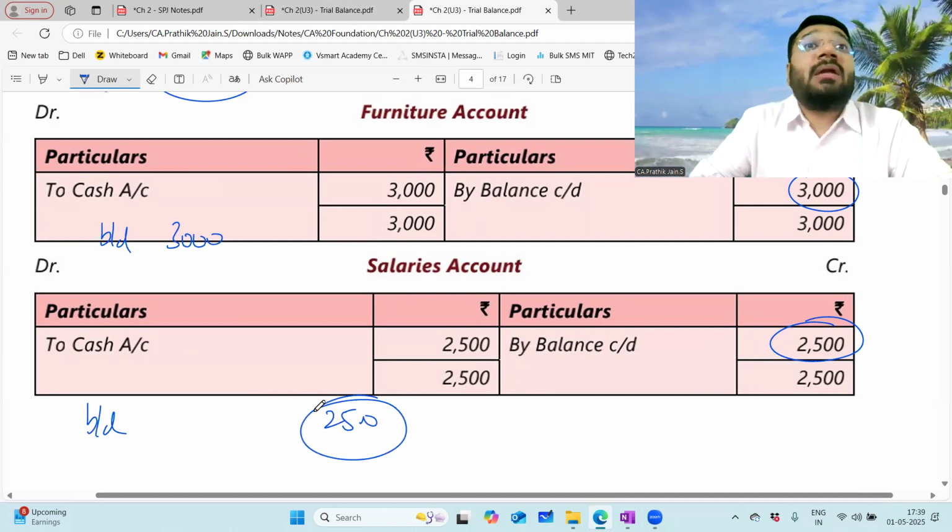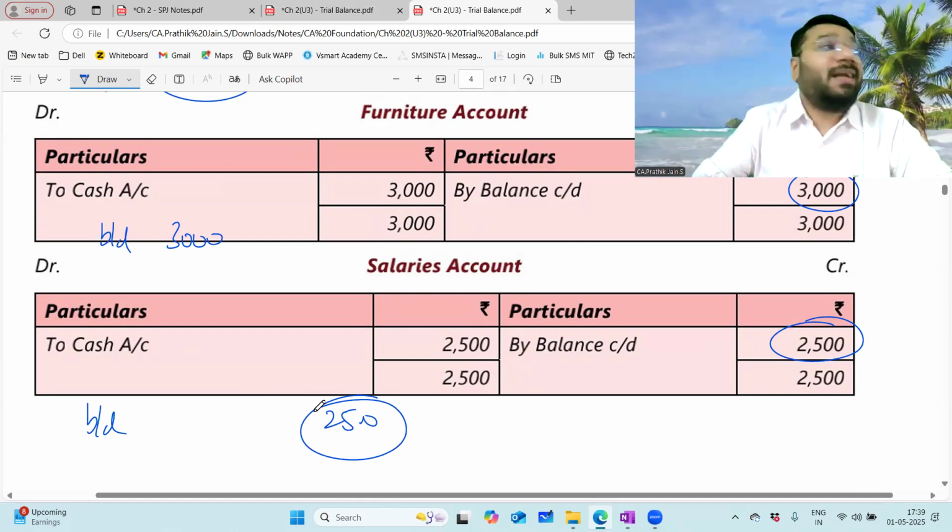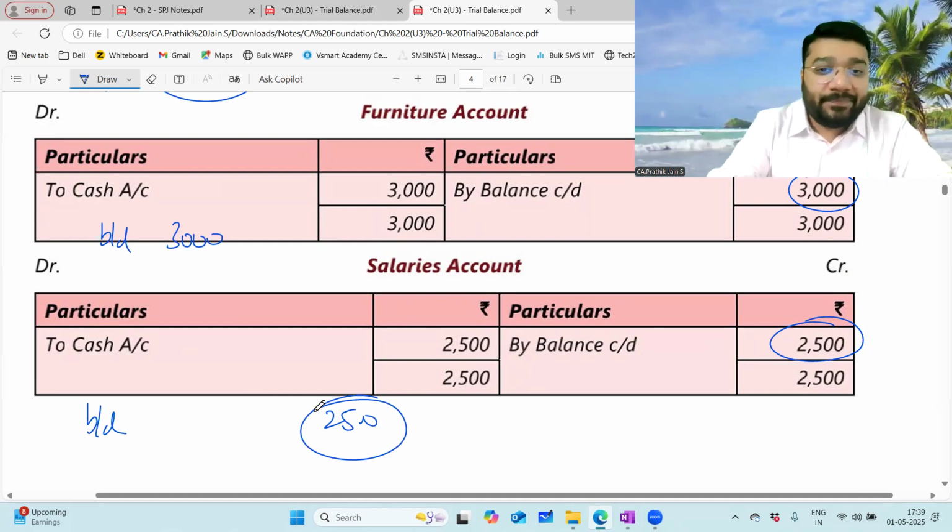So the brought down balance is coming on the debit side. So what balance? Debit balance. All the expenses as per the modern rule, what balance? Debit balance. All the assets as per the modern rule, what balance? Debit balance.